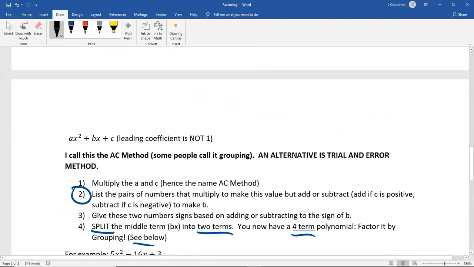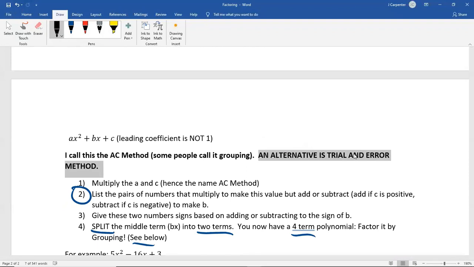Now, maybe you don't like this AC method. Maybe you go with the box method or the push and pull method or trial and error, which I specifically point out here is an alternate method. I don't care how you factor, as long as you can factor. So if you love trial and error, use trial and error. I'll even be honest, when I'm factoring on my own, when I'm not teaching, I do trial and error 99% of the time. It's very rare that I do the AC method.